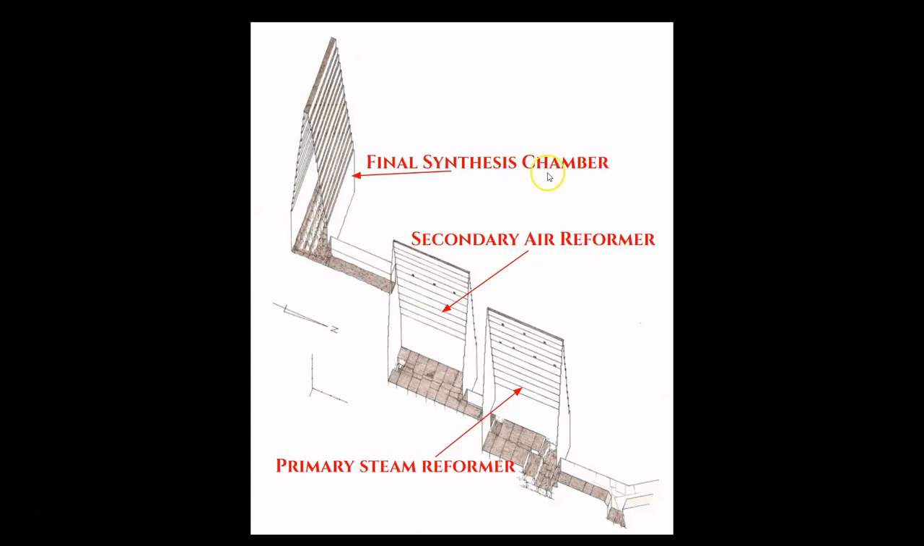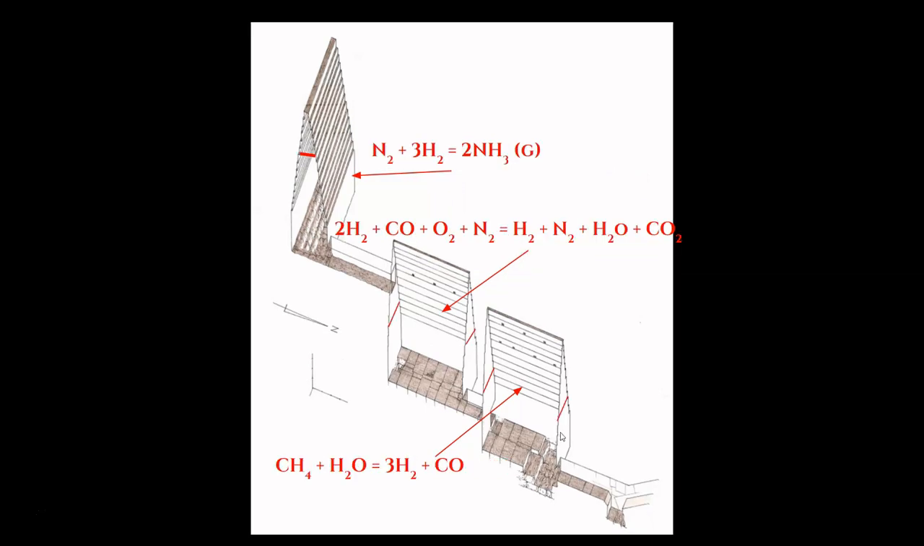And this is just a close-up of those three reaction chambers. As I mentioned before, you have your first primary steam reformer, the second chamber is your secondary aeroformer, and your third chamber is the final synthesis chamber where your ammonia solution product is being produced. And here is the specific series of chemical reactions that were occurring inside of each one of these reaction chambers.